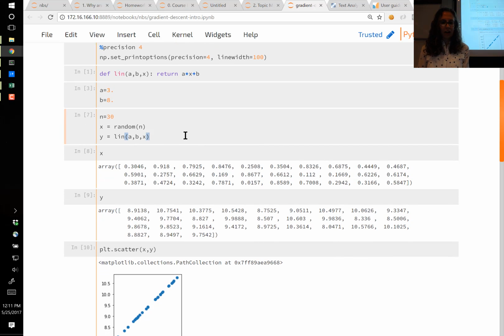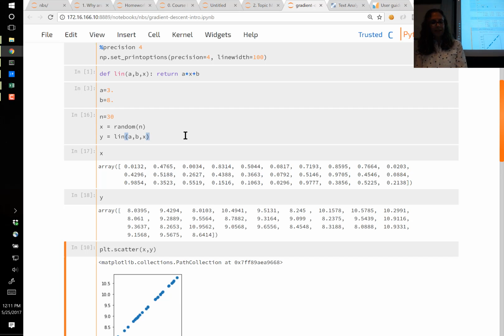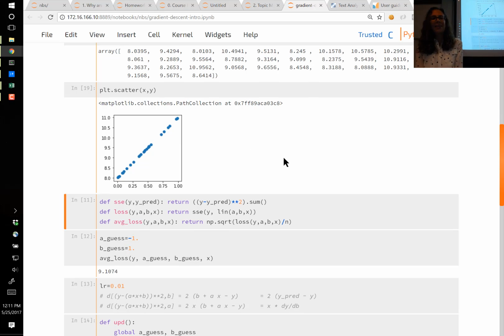So here we generate 30 random data points. So we've got this array X with 30 points. Y is just a times X plus b. We can plot them. They're perfectly aligned, which is what we would expect since we used a line method to create them.